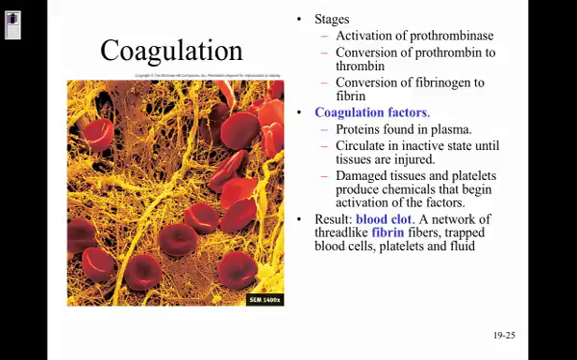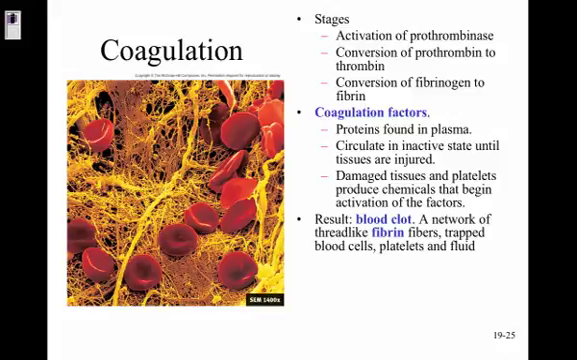So all these, the prothrombin and fibrinogen, they are all proteins that are just found in the plasma, and they're floating around all the time until they're activated. So they are circulating in the inactive state until some tissues are damaged, and then when the damaged tissues and platelets start producing these chemicals that activate them, then they become active and will form clots.